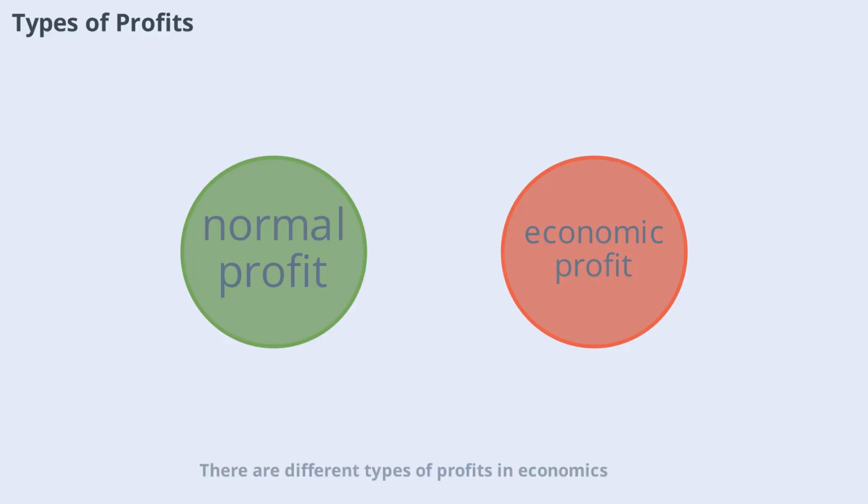There are different types of profits in economics. Normal profit is the minimum amount needed to keep a business running, covering all costs including the owner's time and resources. Economic profit, on the other hand, is any profit above this minimum. Economic profits indicate that a business is doing better than average, often because it has a competitive advantage or operates more efficiently than others in the market.